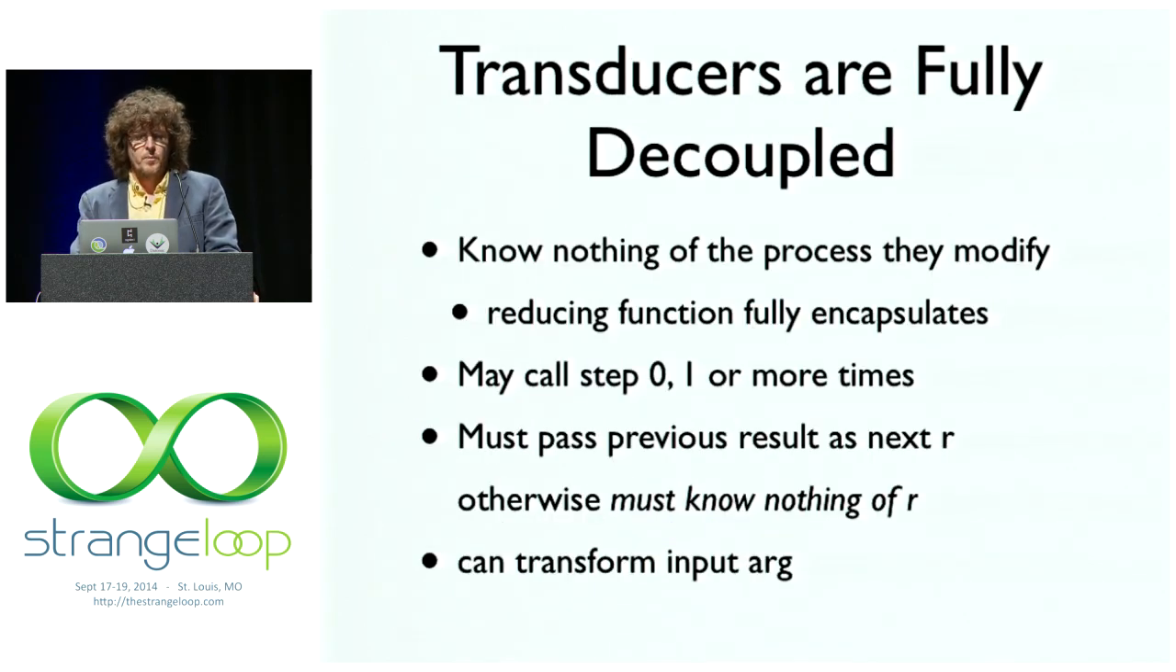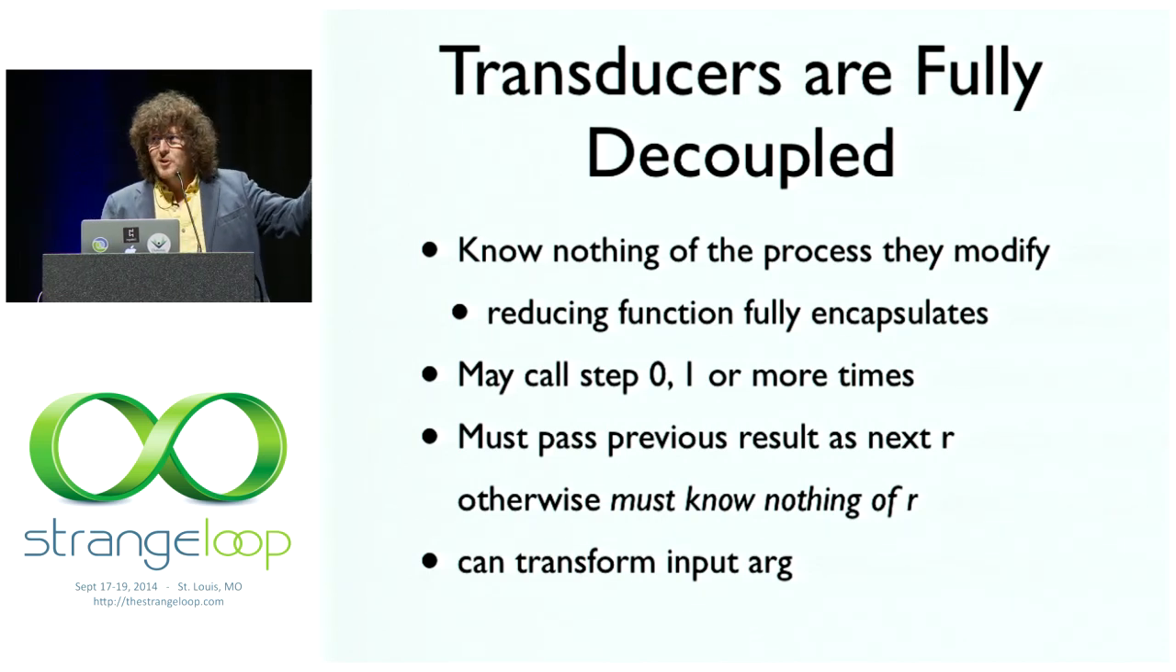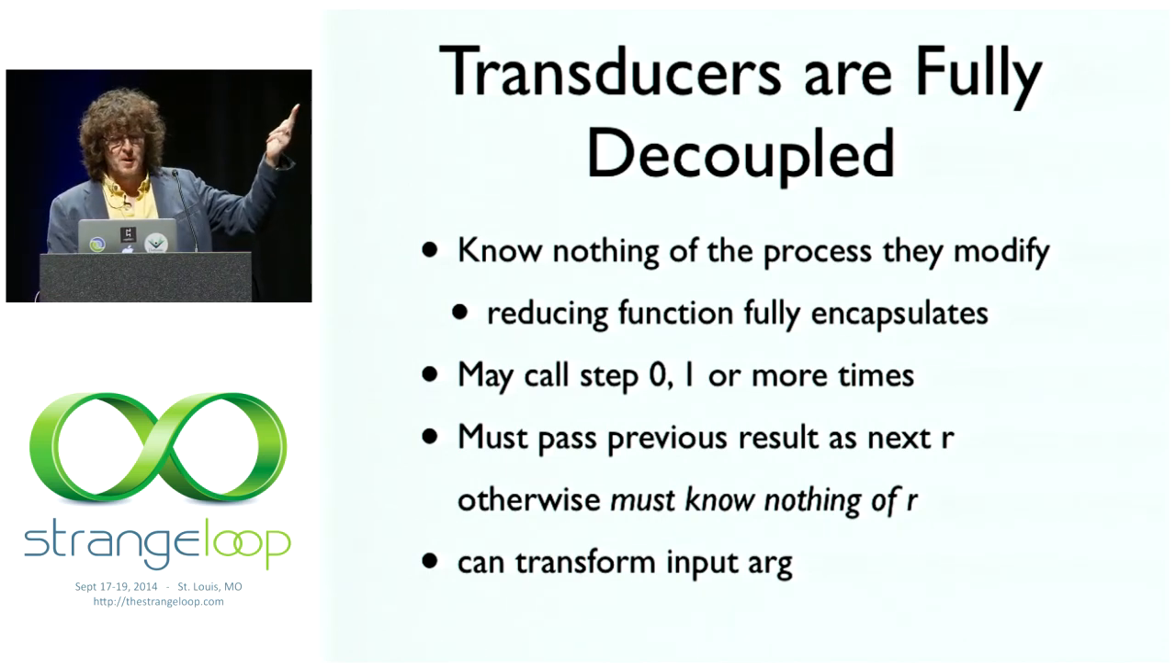And that's the point, right? Transducers are fully decoupled from, they don't know what they're doing, right? They don't know what process they're modifying. The step function is completely encapsulated, right? They have some freedom, right? They can call the step function not at all, once exactly per input, or more than once per input. But they don't really know what it does, so that's what they're limited to doing, using it or not using it. That's pretty much it.